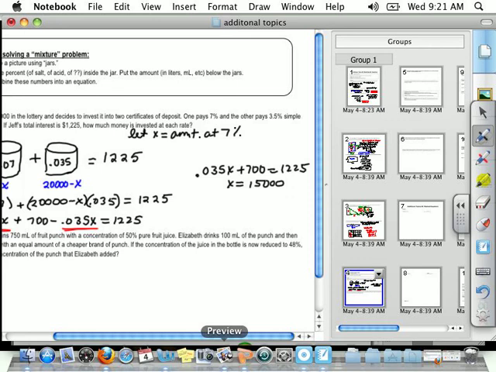So in your problems at the very end, you need to say what your answer is for both of them. So you're going to say 15,000 at 7%. And then how much was that at 3.5%? 5,000, right? The rest of the 20,000. So make sure you're stating that.